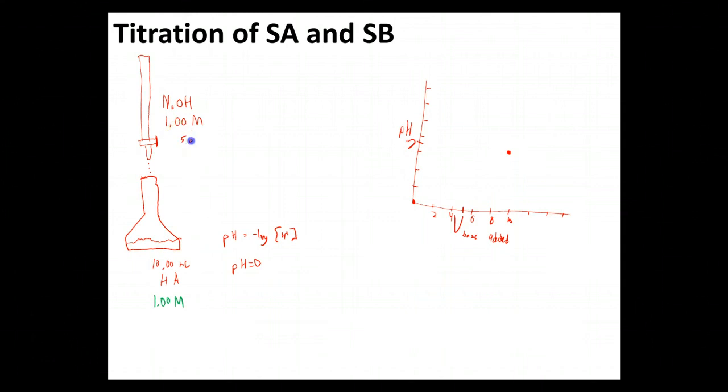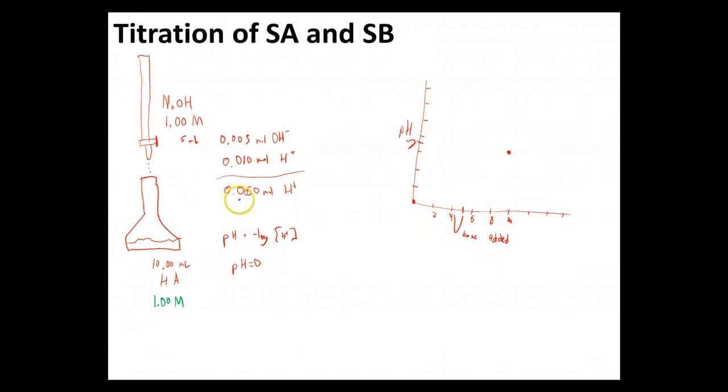So we said 5 milliliters. I'm not going to worry about sig figs for the moment. We're going to have 0.005 moles of OH minus. Down here, we're going to have 0.010 moles of H plus. We know these immediately react. So what do we end up with? 0.005 moles of H plus.